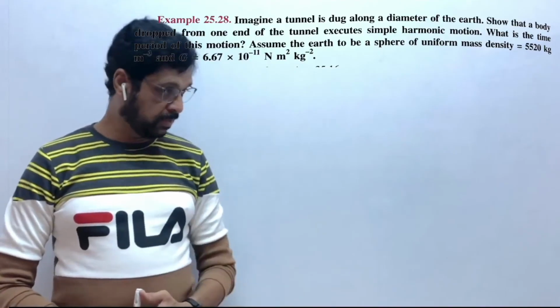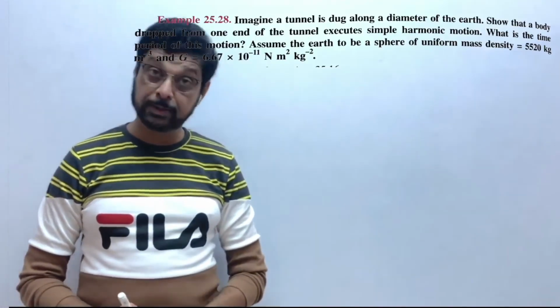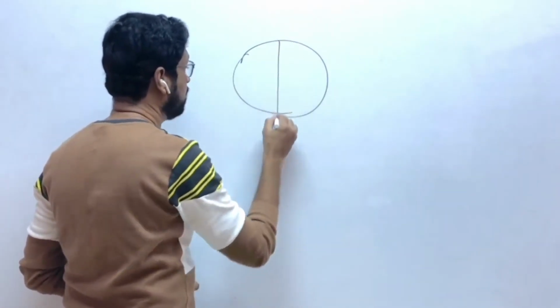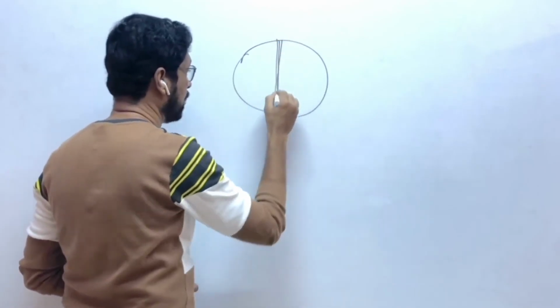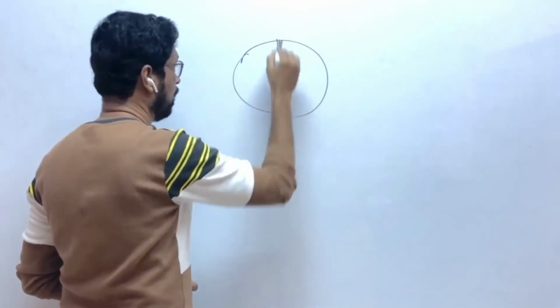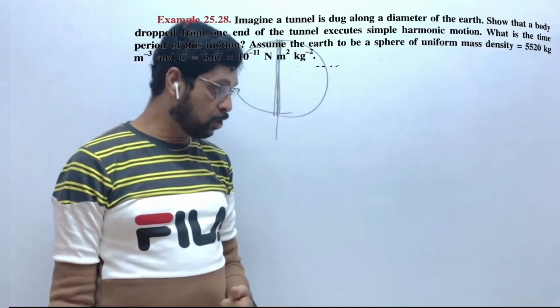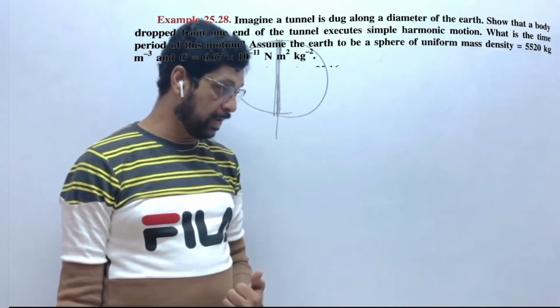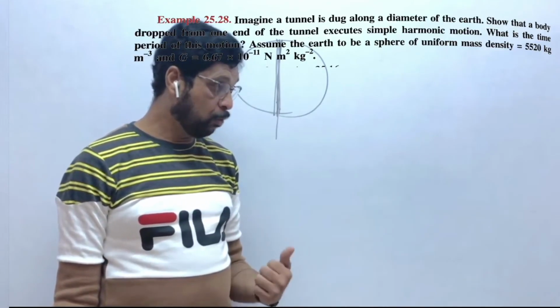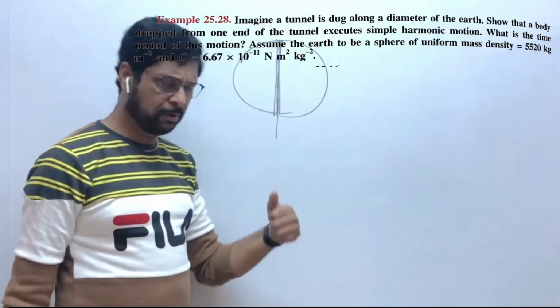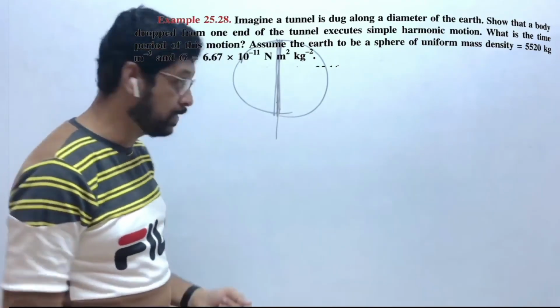The next question says, imagine a tunnel is dug along the diameter of the earth, and show that a body dropped from one end of the tunnel executes simple harmonic motion. What is the time period of this motion? We are not going into this question because we don't need to derive it. We'll directly come to the results.